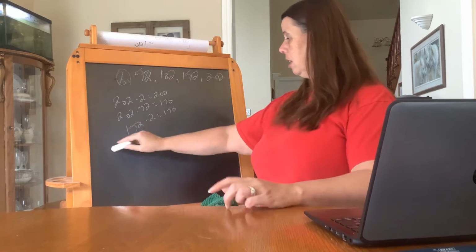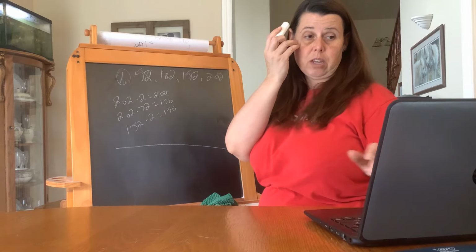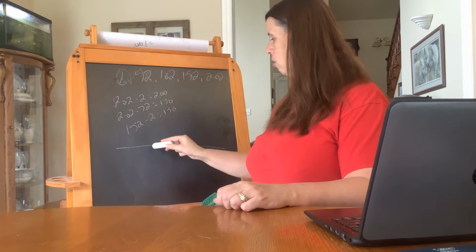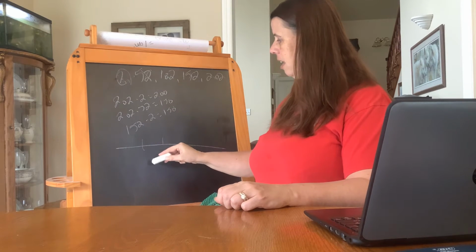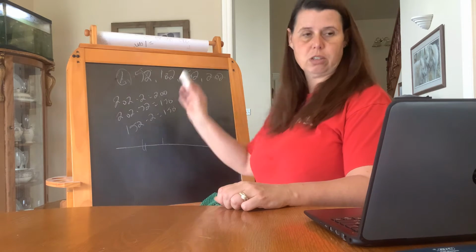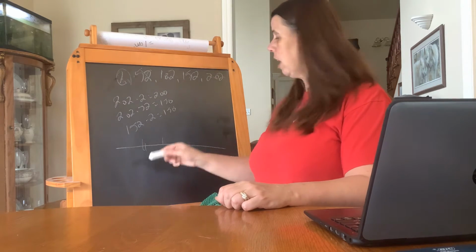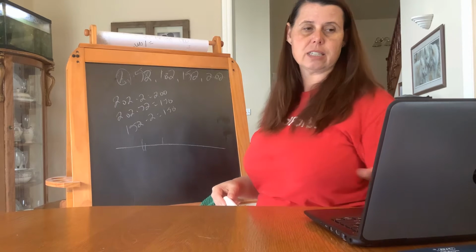Mark those on the number line the same way. Find where they would go. Don't go crazy trying to divide each little section into 10. If it's a 2, just make a line closer to the, you know, if it's 12, make a line close to 10. It doesn't have to be that accurate.